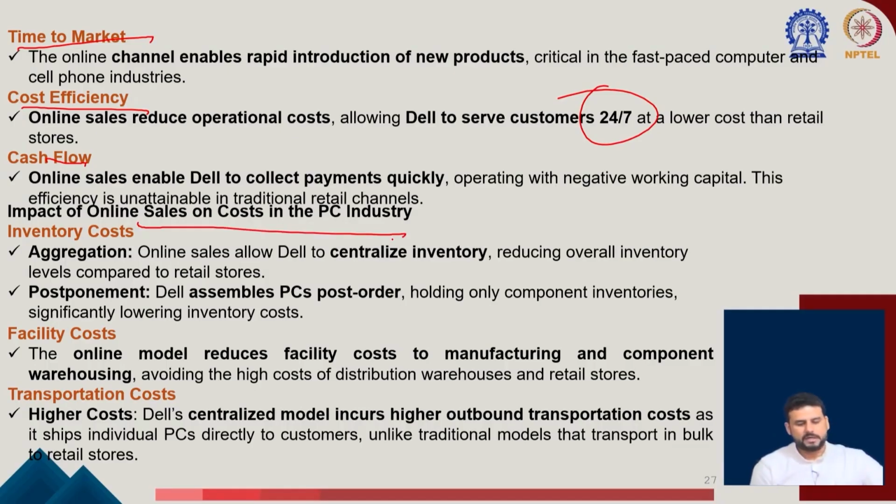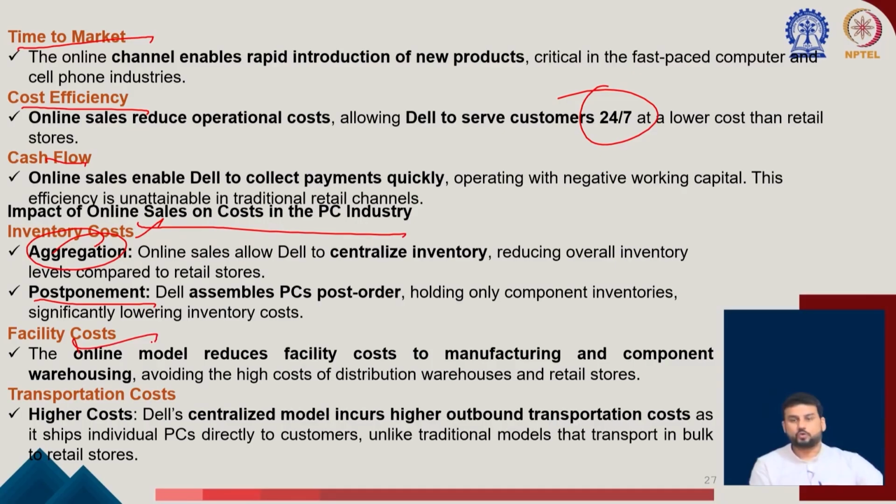Talking about the impact of online sales on cost: inventory cost, because of aggregation at the Dell store or manufacturing house, so with centralized inventory, cost will be minimum. Postponement: until I get the order, I do not process the manufacturing. That means I process the order only once I get it, which is a kind of reactive process. In that way you can minimize the inventory cost.